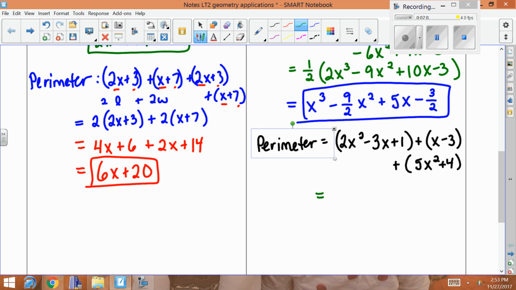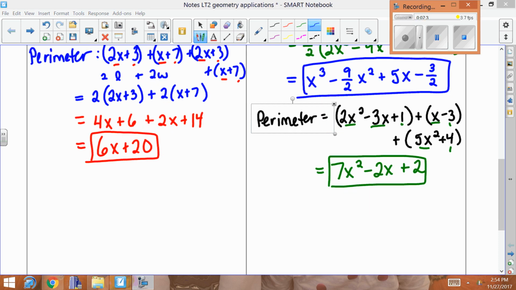So now just combine our like terms together. 2x squared and 5x squared give us the 7x squared. Negative 3x doesn't have a like term on there, so we just get a, oh no, we do. Sorry, we do right here. Negative 3x and the x, we get a minus 2x. And then now the 1, the negative 3, and the 4 together give us a plus 2. And we have our perimeter.